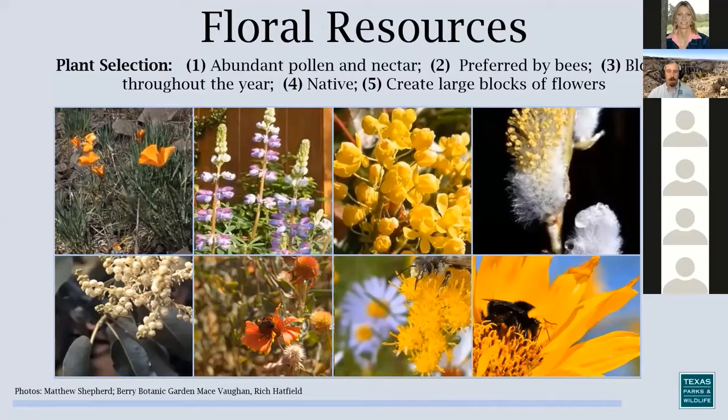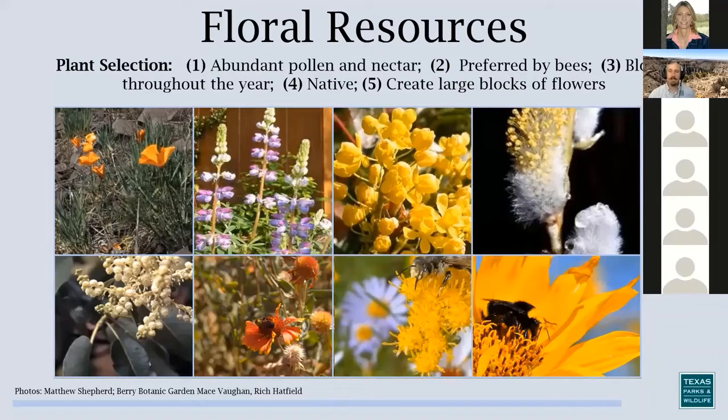And it's not just for our native bees as they provision their nests at the end of the season, but also for species that are coming through, and most commonly the monarch butterfly. So they're looking for those groceries to get them down to Mexico, and those fall nectar resources are really important.